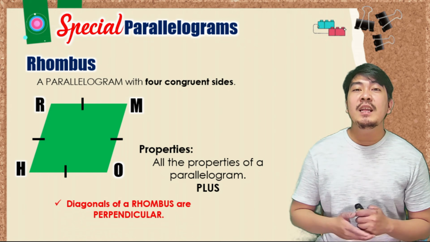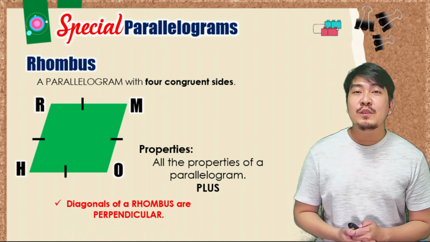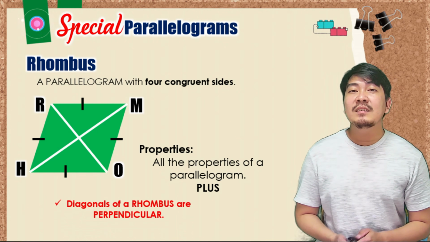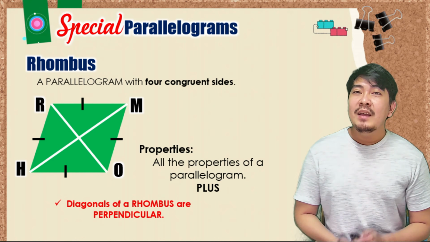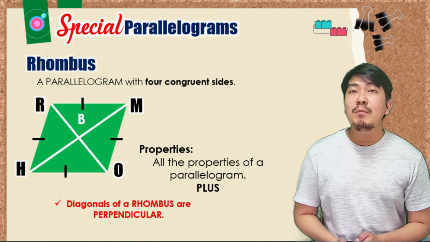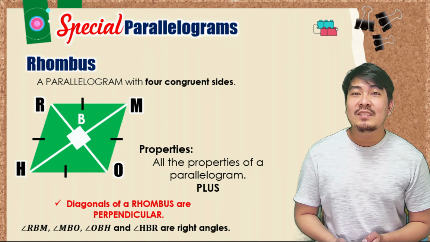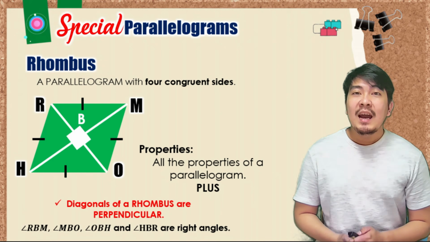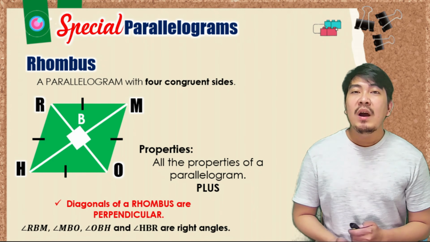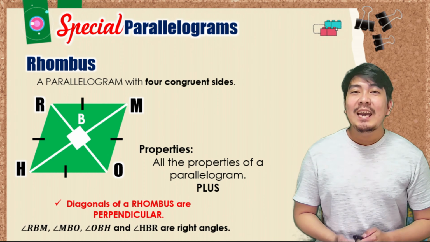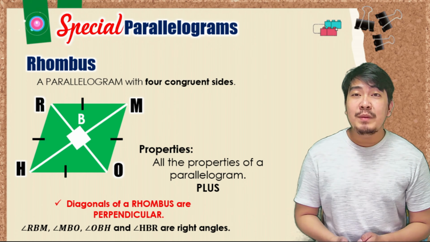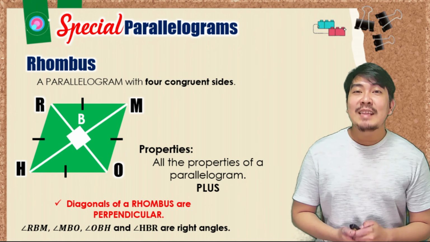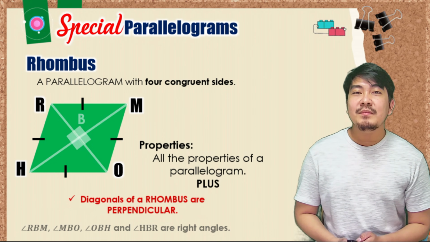The first one, the diagonals of a rhombus are perpendicular. So meaning if we are going to have the diagonals RO and HM, they are perpendicular or forming right angles. So we now have angle RBM, angle MBO, angle OBH, and angle HBR to be right angles. So all those angles measure 90 degrees.